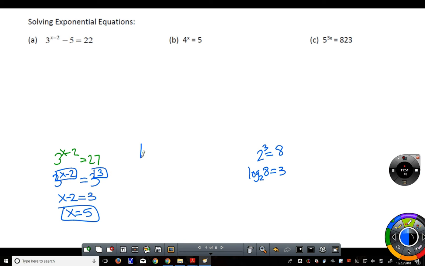So I would write log. What's the base from that equation? 4. And then remember, an answer to a logarithm is the exponent. So the exponent would go on the other side of the equation. What's the exponent? X. This is the only reason why logarithms are useful here, because x used to be in the exponent, but now it's over here, and it's solved for, and I have something on the other side that it's equal to. What number goes inside of my log base 4?